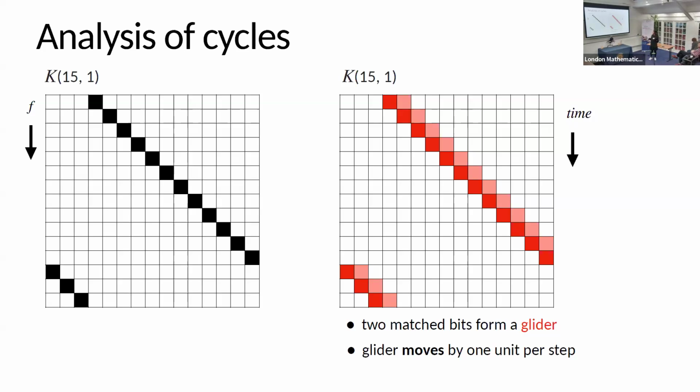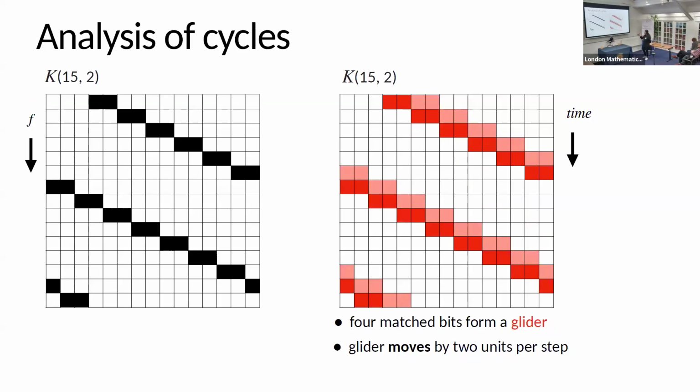So this was a super simple Kneser graph. Let's go to a slightly more complicated graph. In this case also, n is 15 and k is 2, and these matched ones are together. They could be far apart also, but in this example, it's 1, 1, they are together. When you put colors on these black and white boxes, the two dark reds will be matched ones, and the corresponding lighter reds are the matched zeros. So these 4 matched bits form a glider, and in this case, the glider moves by 2 units per time step.